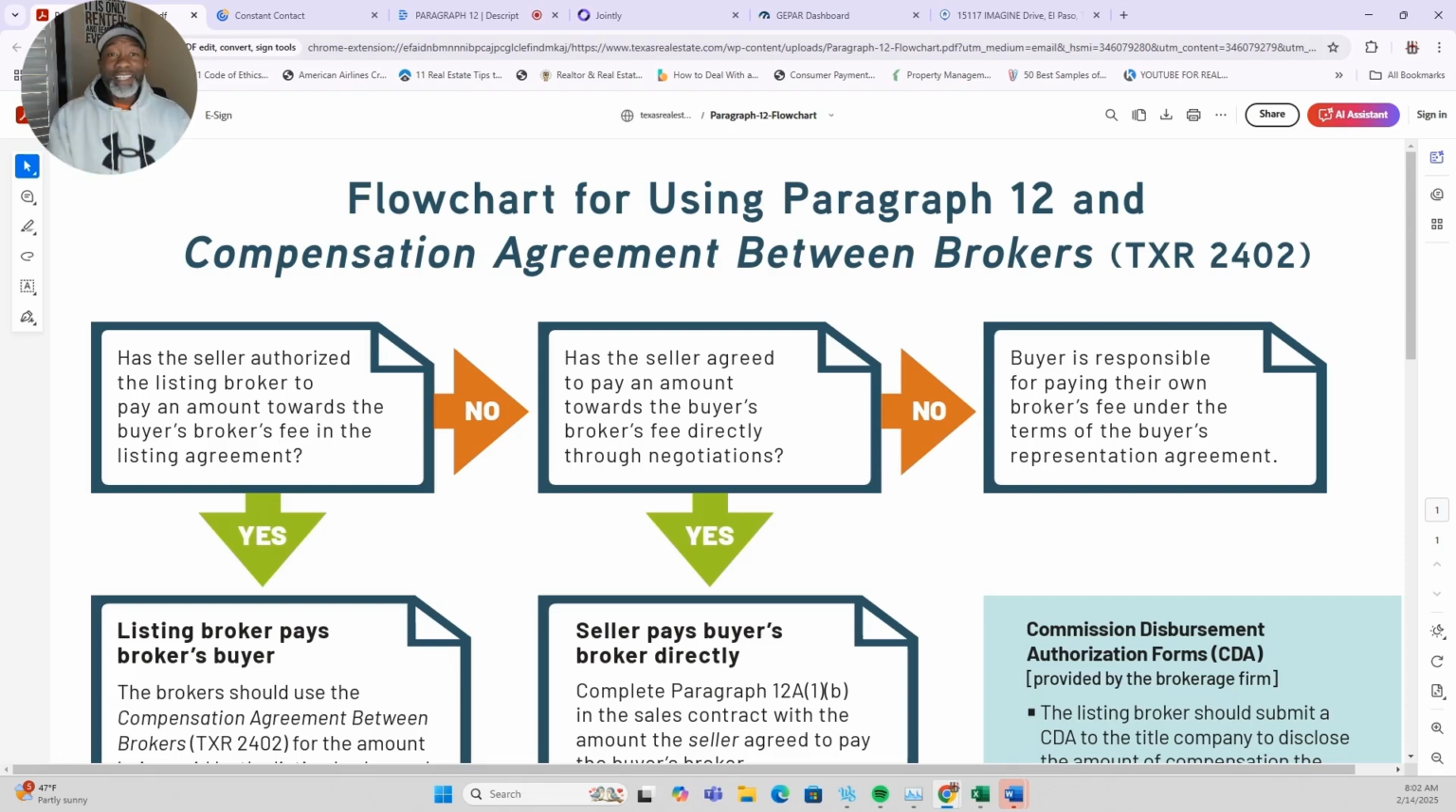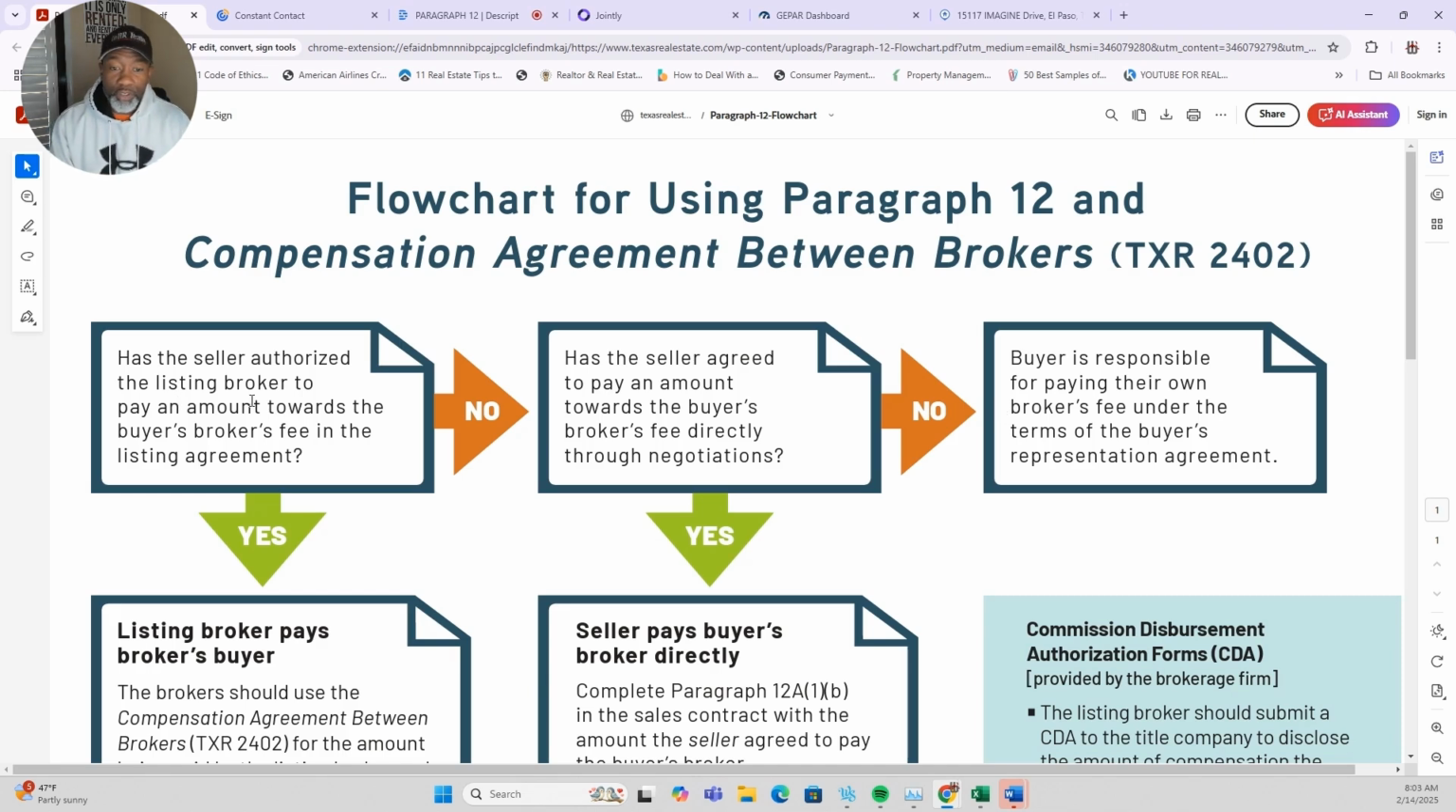Let's do the easiest one first, okay? If the seller has not authorized the listing broker to pay the other amount to the other broker and says no, then the seller is not paying. And if the seller has not agreed to pay the amount and they're saying no, then your buyer is responsible for paying the buyer broker fee according to the buyer rep agreement.